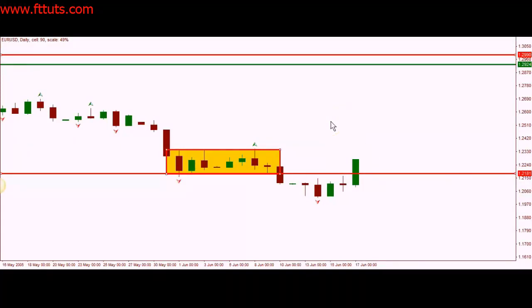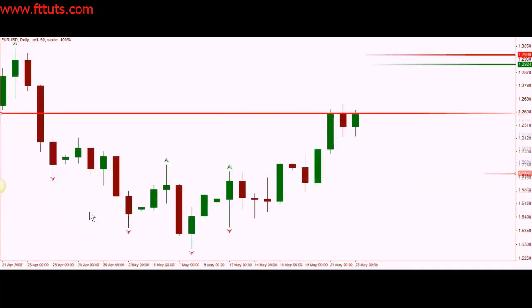So that's looking at the evening star in the context of a trend to the downside, because that's what you're going to trade it off. You're going to trade it off resistance, and you're going to be trading to the downside. Now we're going to look at it in a ranging situation. So let's look at a ranging market.